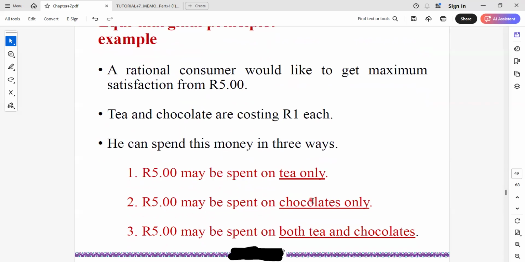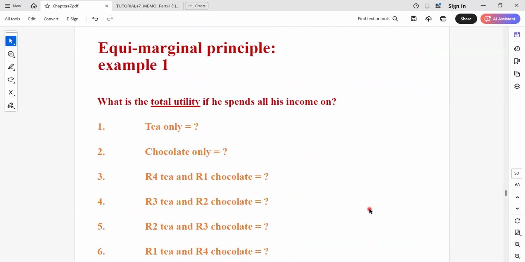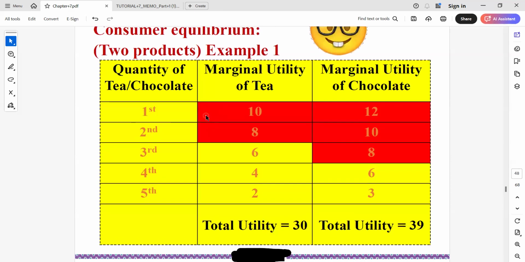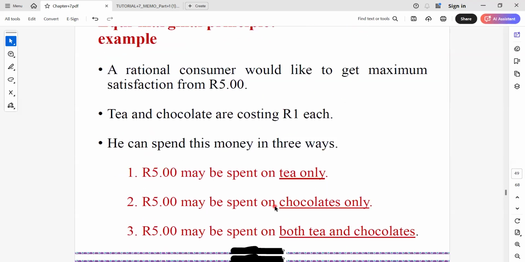5 rand may be spent on chocolate only. 5 rand may be spent on both tea and chocolate. What is the total utility if he spends all his income on tea only? The total utility if he spends all his income on tea only is going to be 30, because you can see total utility is just, you add all this, it's going to be 30.